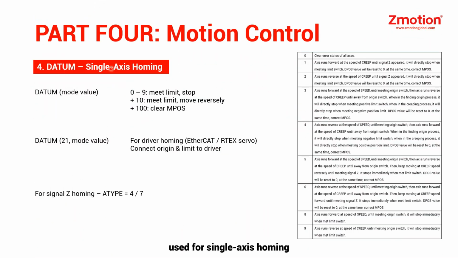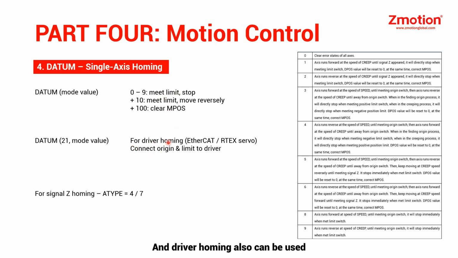Datum is used for single axis homing. That is, one command is only for one axis. For several axes, please call it several times. There are many modes. Please refer to this form. For mode 0 to mode 9, when the limit is met, the axis will stop. Except mode plus 10 means it will not stop but find reversely. Mode plus 100 means MPOS can be cleared automatically. For others, it needs clearing manually.